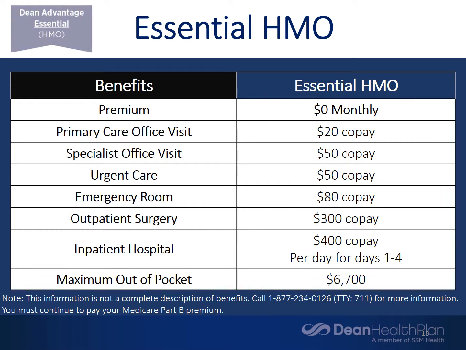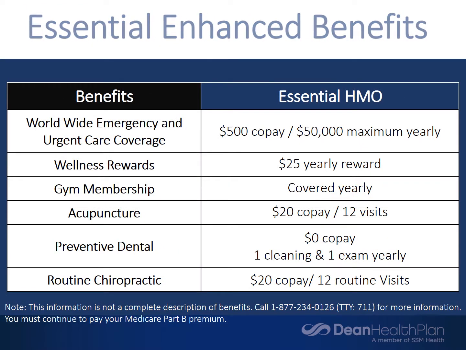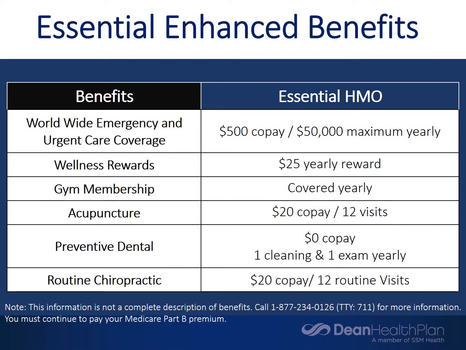Some key features of the Essential Plan are $0 monthly premium, $20 copay for primary care office visits, $50 copay for specialist office visits, $50 copay for urgent care, $80 copay for emergency room, $300 copay for outpatient surgery, $400 copay per day for days 1 through 4 for inpatient hospital care. Days 5 through 90 would be covered at 100% per benefit period. $6,700 maximum out-of-pocket.